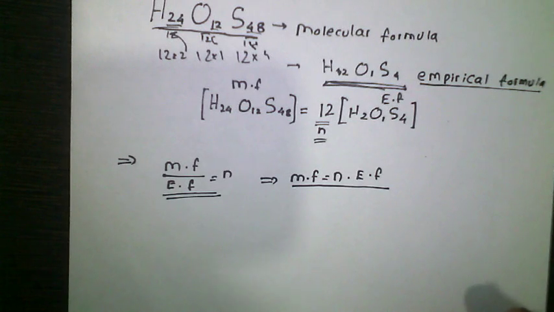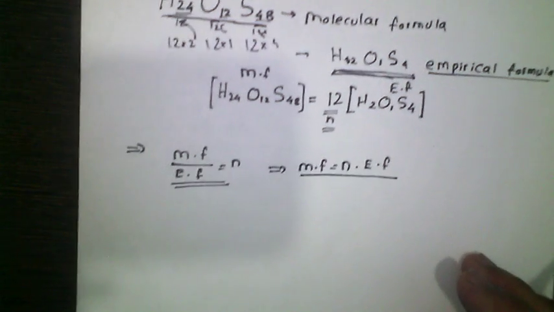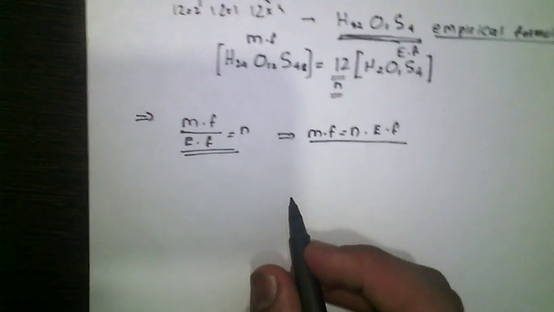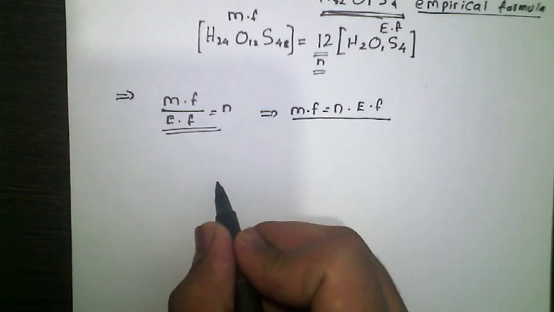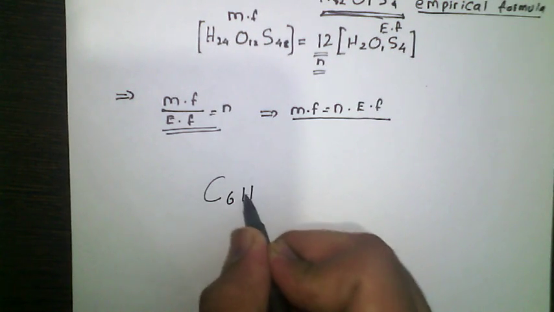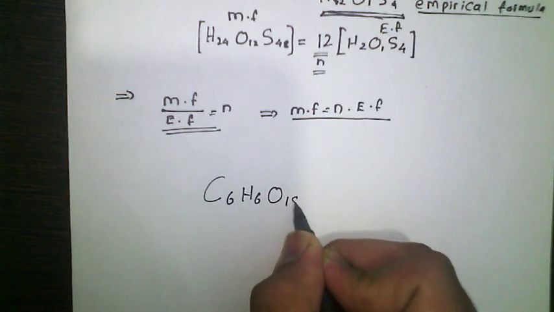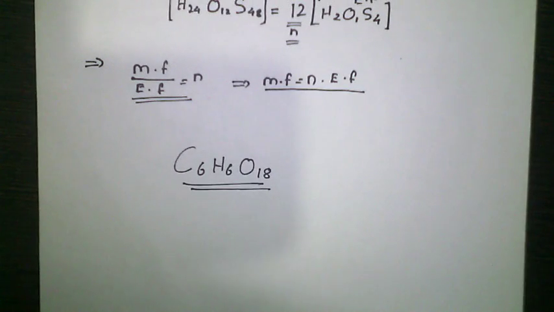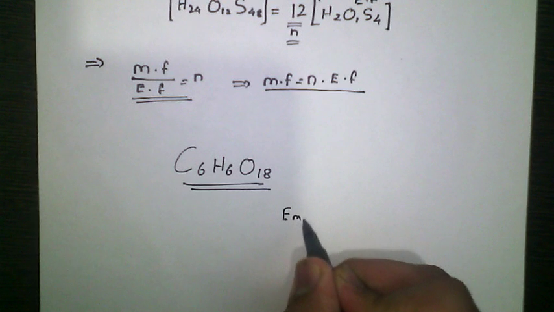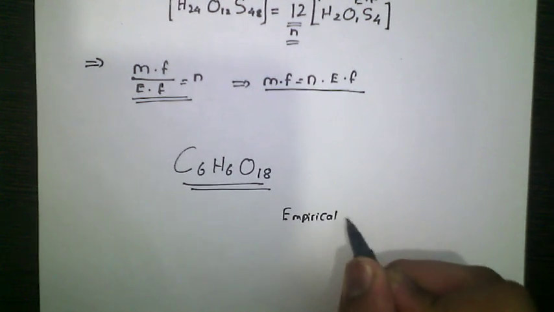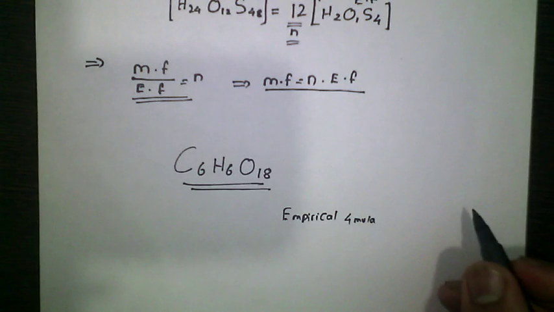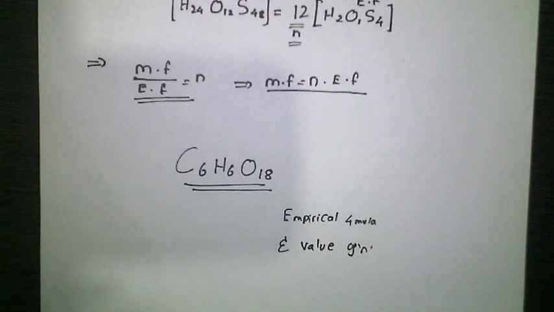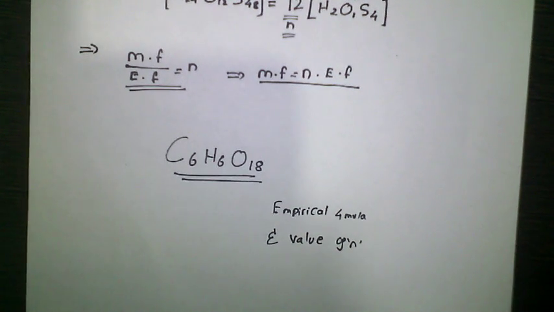Now let me give an example. Now you will solve it, okay? I won't, you will. Take an easy one: C6 H6 O18. Come on, hurry up. Calculate its empirical formula and the value of n. I'll give you some 20 seconds.